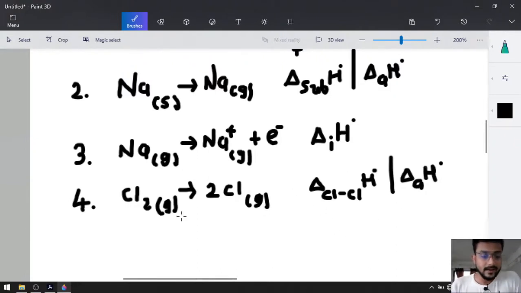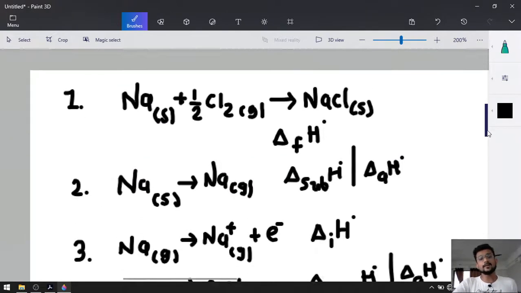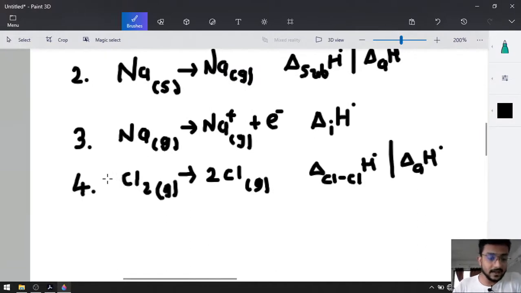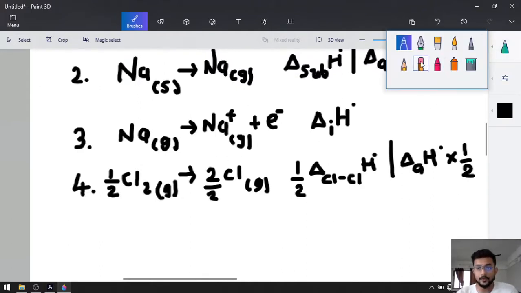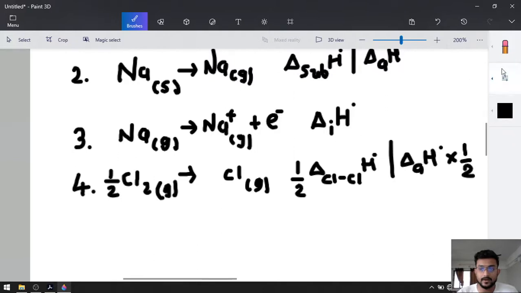Now look at this. Here we used Cl2, and in our equation 1/2 Cl2 is used. So this will be multiplied by 1/2, and that's why this enthalpy will be divided by 2. So 1/2 will be multiplied, if you use any of those symbols, right? Now 2/2 means 1, so I am going to erase this 2/2.